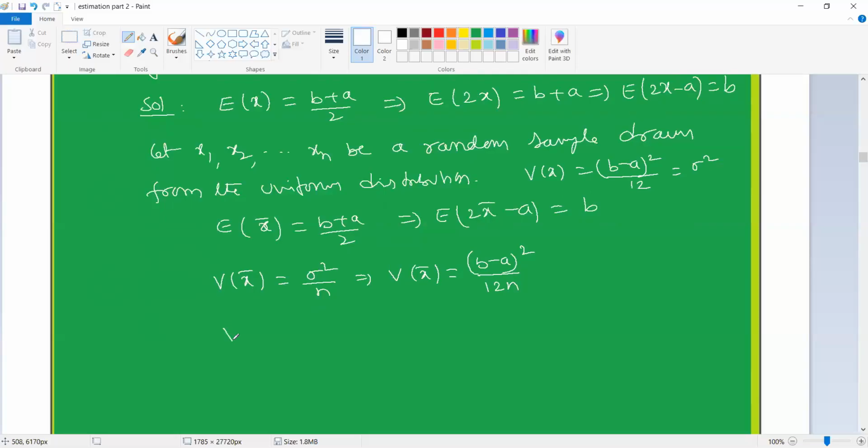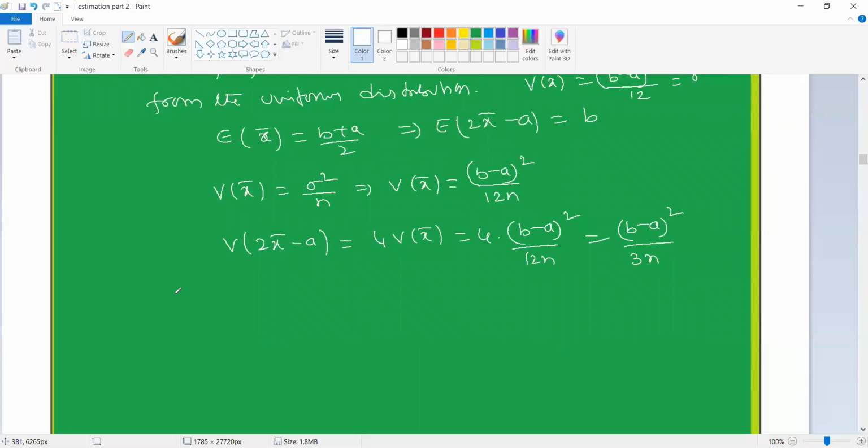But our requirement is variance of 2x bar minus A. Now apply the variance property. 4 into variance of x bar. Variance of constant is 0. 4 into B minus A whole square by 12n. That is equal to B minus A whole square by 3n.